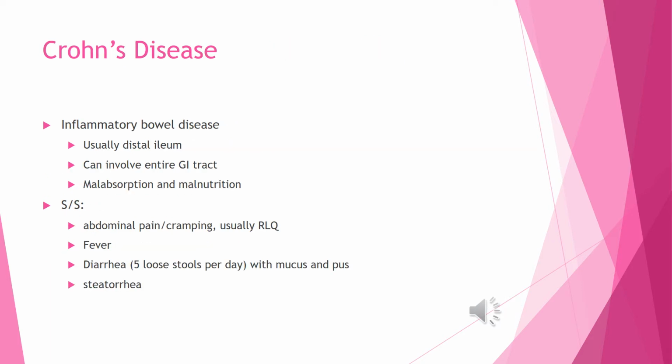Crohn's disease is the next inflammatory bowel disease, and like I said in the previous couple slides, there's ways we need to differentiate these diseases. So this is usually in the distal ileum, where the other is usually on the rectal end, and it can actually involve the entire GI tract, and there's going to be issues with malabsorption and malnutrition. So again, we've got the abdominal pain and cramping, but it's usually in the right lower quadrant. Fever, and then also diarrhea, but that's like 5 loose stools a day with mucus and pus, not the blood. And then also the fatty stools with a steatorrhea.